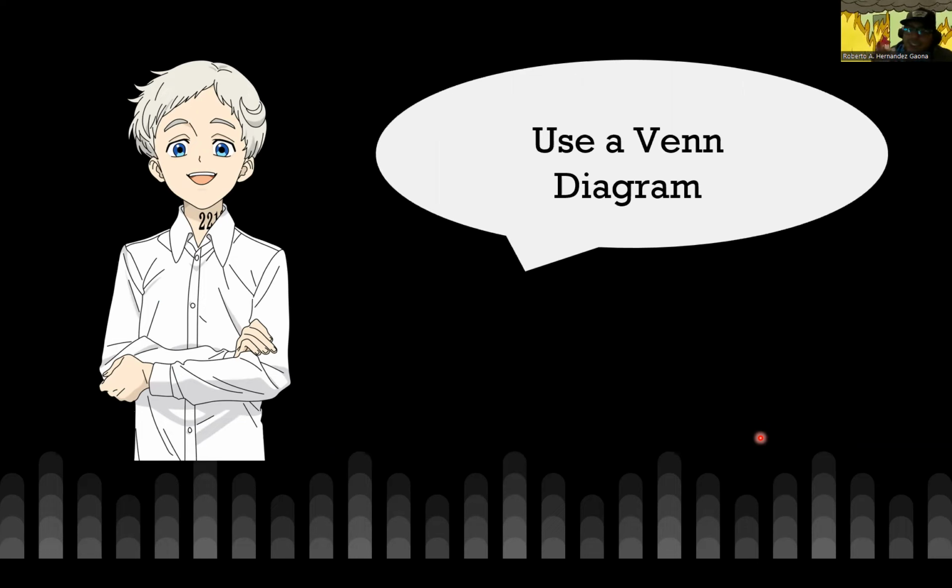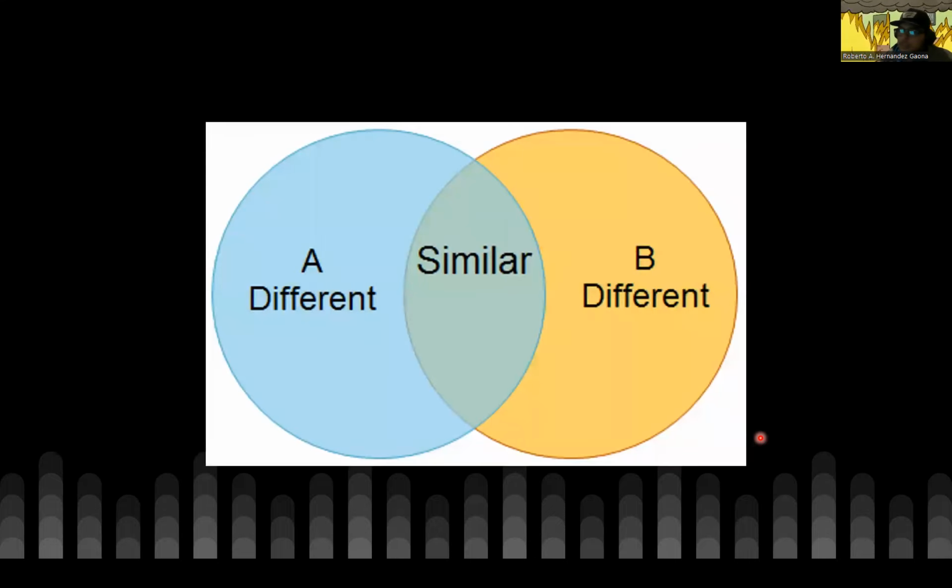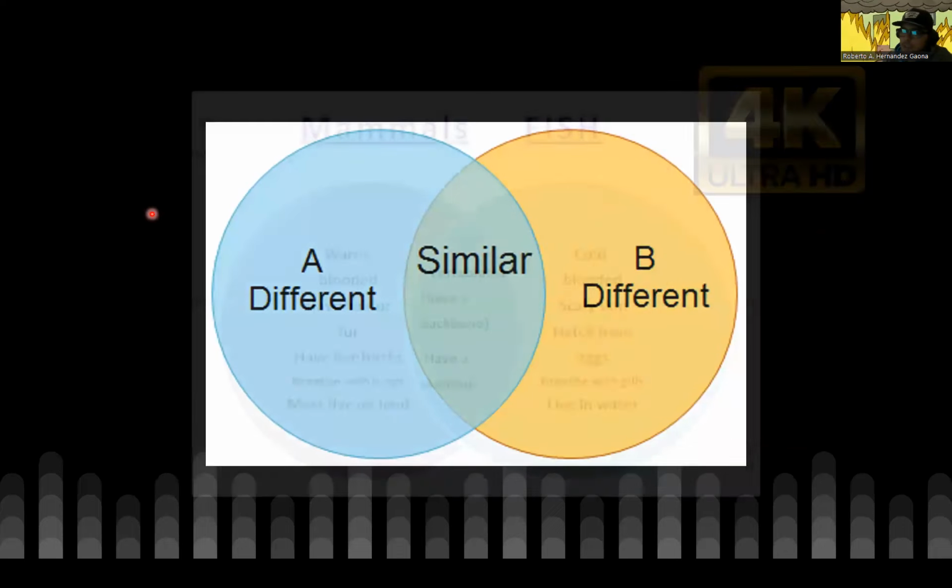Everyone has seen Venn diagrams in their lifetime, one way or another. If not, let me show you the example. There it is. It's the one with the circles. You can have two or more circles. It just depends on how many topics you're comparing and contrasting. What you have on the outsides are differences, and what you have in the middle, where they overlap, is going to be similarities.